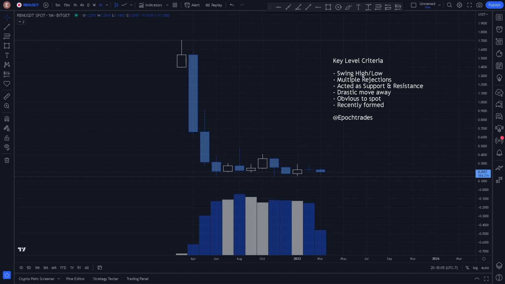Today we're going to be covering key levels on the monthly and weekly time frame for RBN. So, as always, our key level criteria: we look for swing highs and swing lows, multiple rejections, acted as support and resistance, drastic moves away, obvious to spot, and recently formed. So, let's go ahead and hop right in.